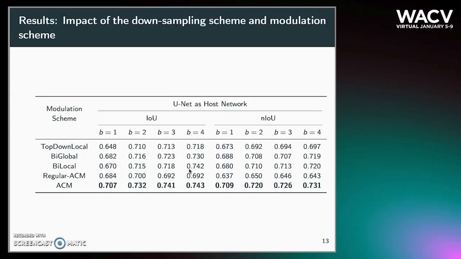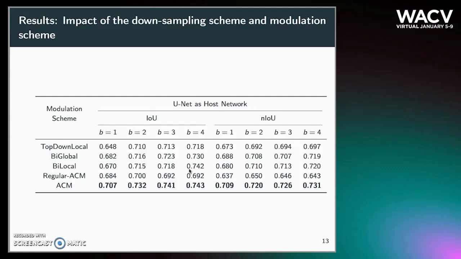By comparing bi-global, bi-local, and the proposed asymmetric scheme, the results verify our hypothesis for the proposed asymmetric modulation. That is, top-down modulation needs a global channel attention module for the high-level semantic information of the full image, while bottom-up modulation requires a point-wise channel attention module for the low-level fine details.